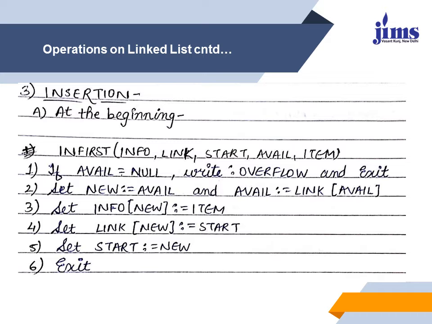Now suppose there is no overflow condition, then I'll create a new node represented by a variable new, which will point to the avail, that means the very first node of the avail list. And now avail should point to the second node, which will be denoted by the link of avail. Now avail has been pointed to the second node, and the new node is free from the avail list. Now this freely lying new node will have the info part. So in the info part of the new node, I will simply insert the value item, the data value which needs to be stored.